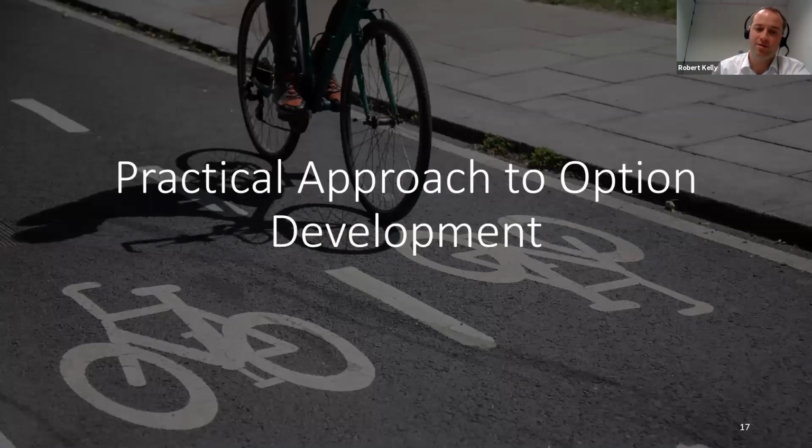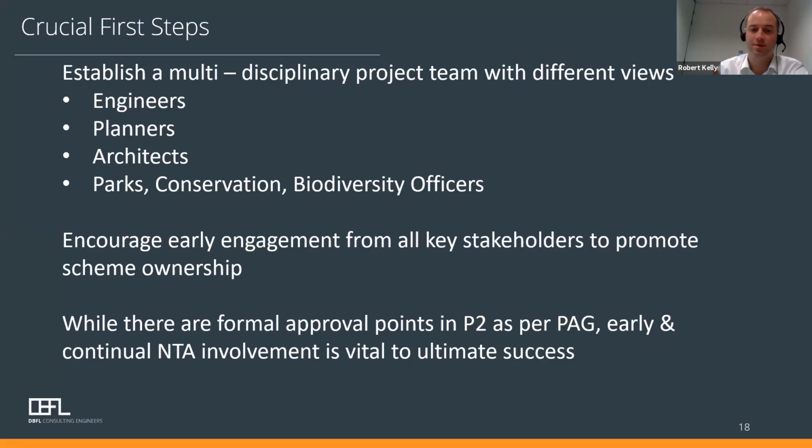So, to set aside what I've just discussed, which is essentially the context and framework for the overall processes, I'll now touch on a more practical approach, with project examples of how options are typically developed on active travel schemes. Some crucial first steps: from the commencement of Phase 2 of a project, it's important to establish a multidisciplinary project team, with differing views and differing expertise.